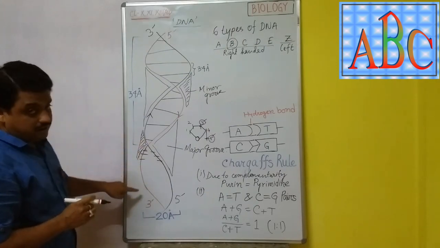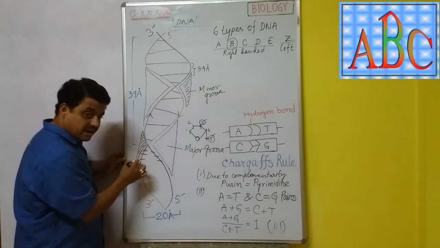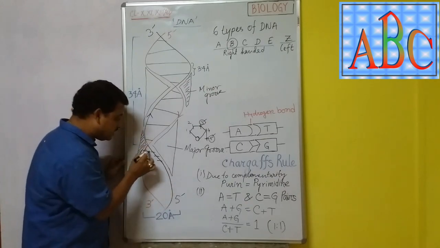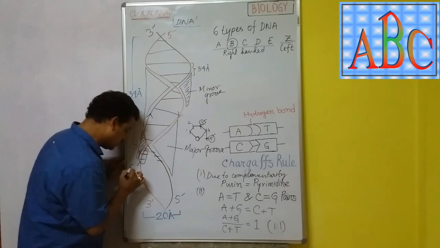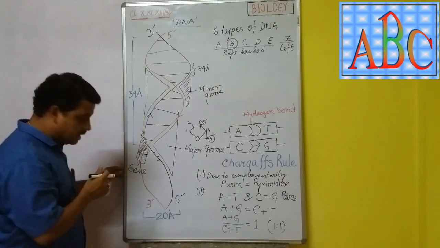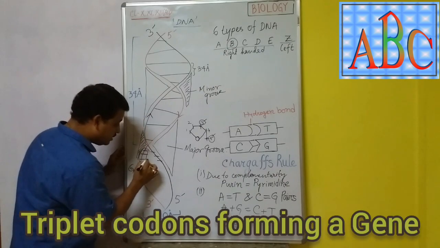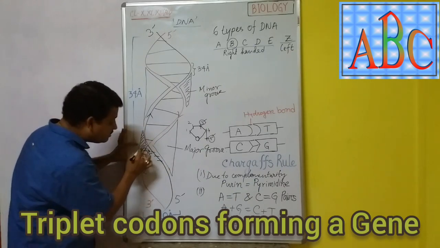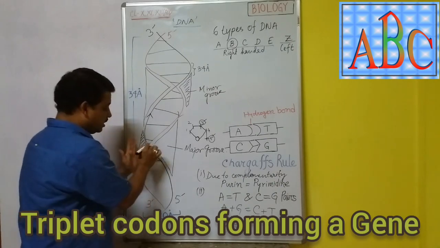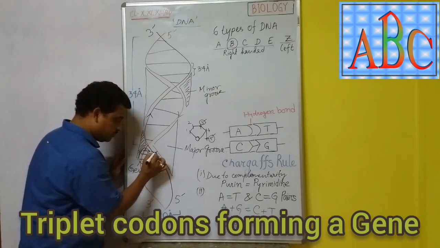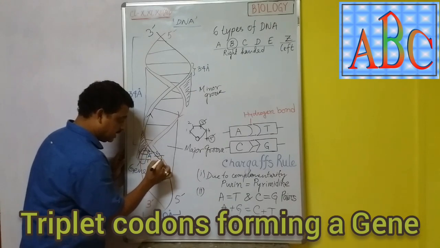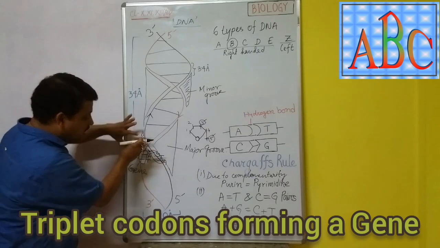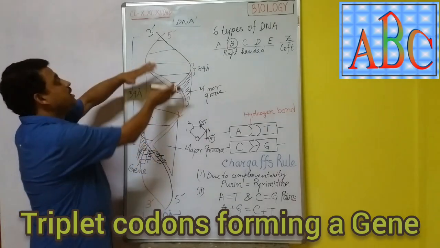In each strand there are nitrogenous bases, and every 3 nitrogenous bases make up one gene. Suppose in the case of DNA we have here T, A, C. That means these 3 make a gene. On the opposite side it should be G, T and A. That is also a gene, and in this way numerous genes are arranged in the DNA.